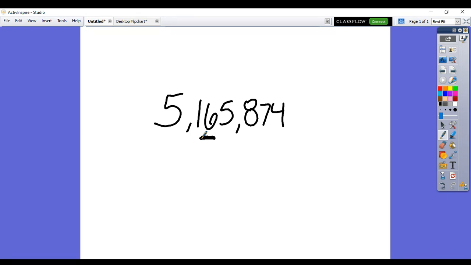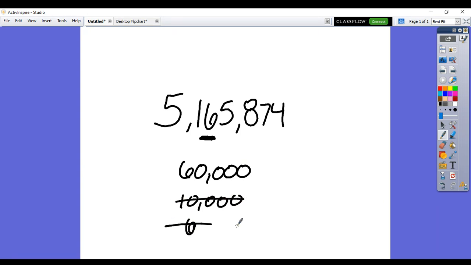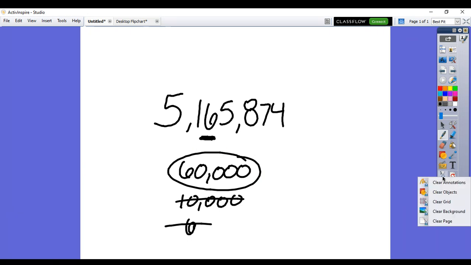So the value of this digit would be 60,000. It would not be 10,000. And it would not be 6. It would be 60,000. That's the value of my underlined digit.